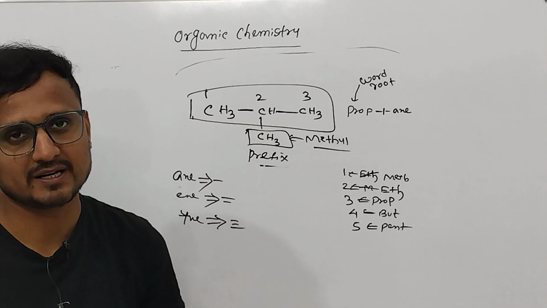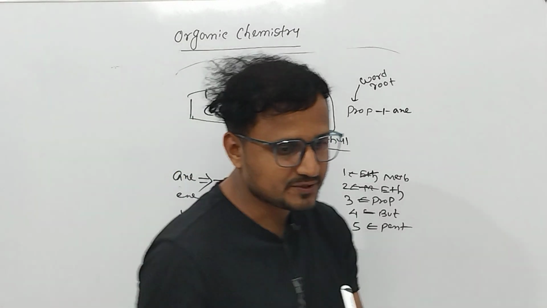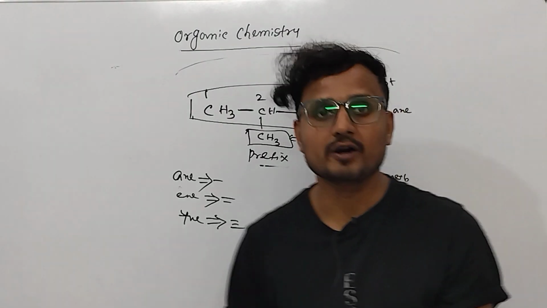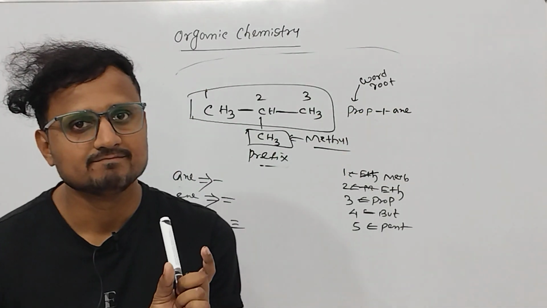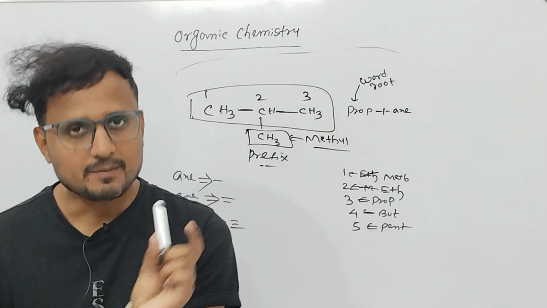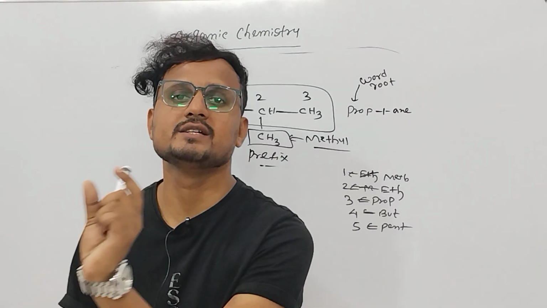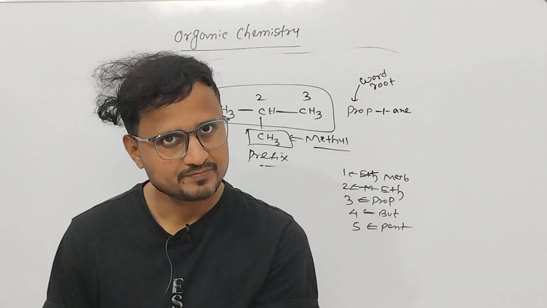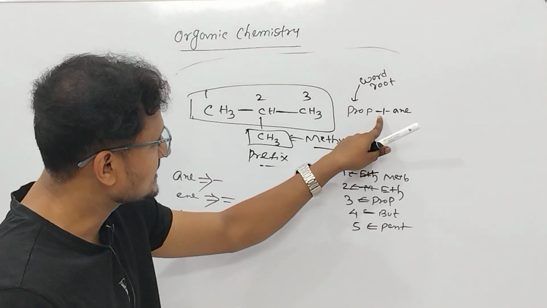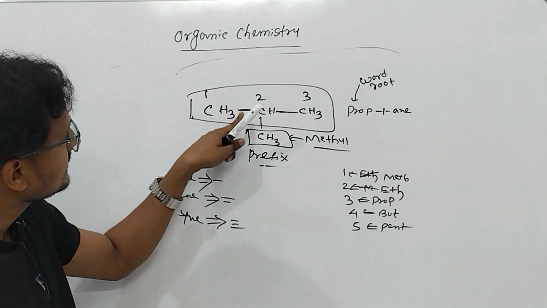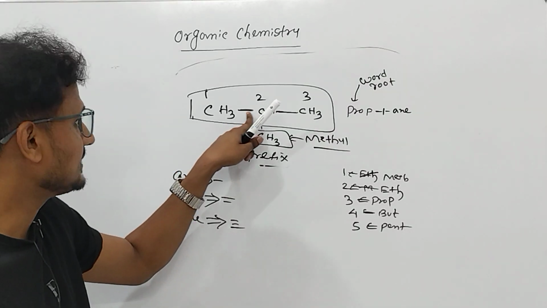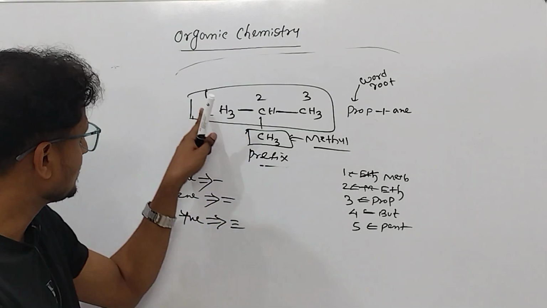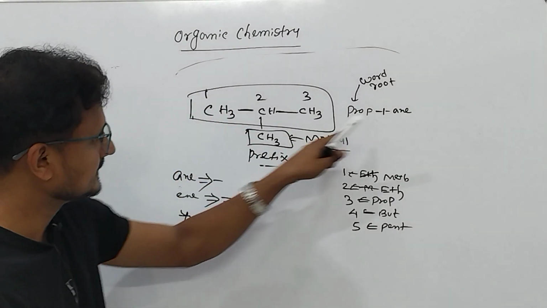The rule of the IUPAC nomenclature is that after a number, before writing a word, you have to give a hyphen. After a word, before writing a number, you have to give a hyphen. Okay, this is the rule. So I have just mentioned the position of the first single bond. We know that after the second carbon also a single bond is there, but you have to mention only one position. So here after one carbon, one ane.